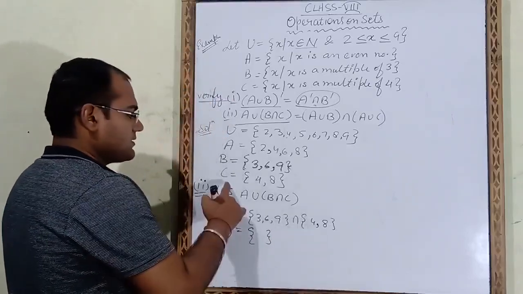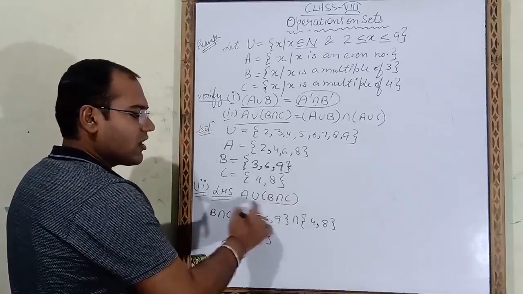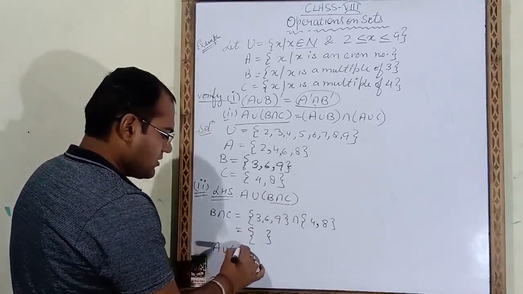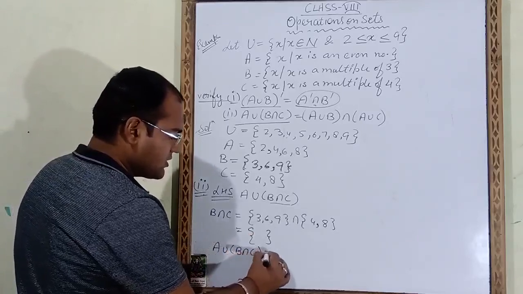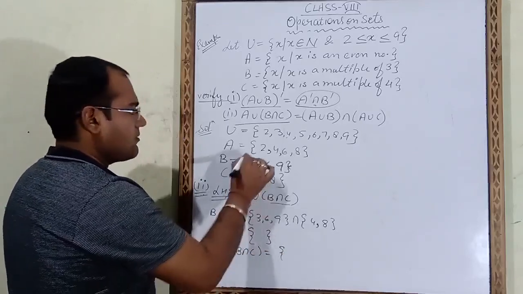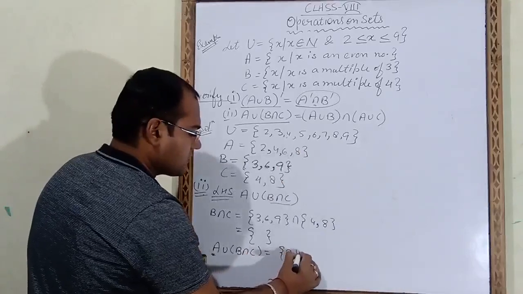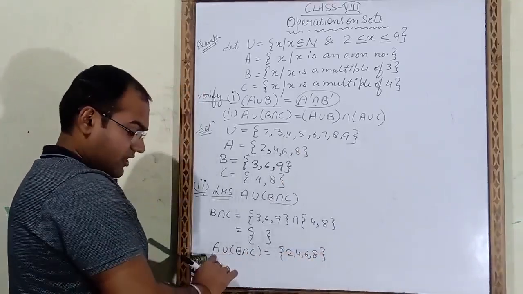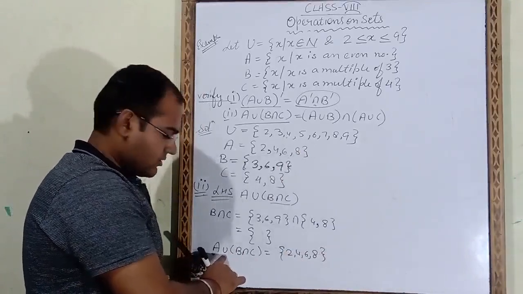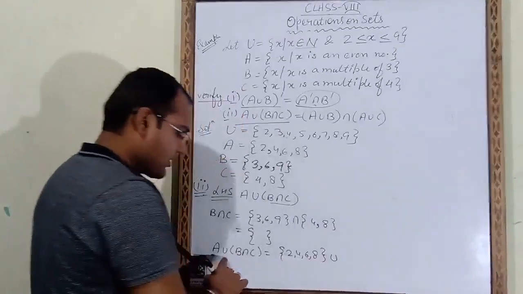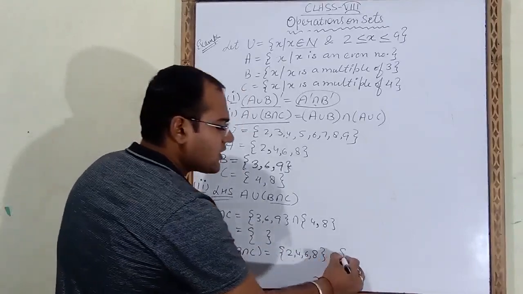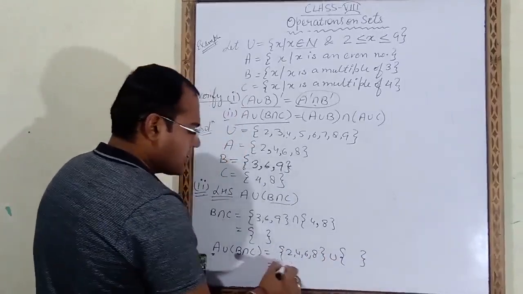Now this part is over. Now we will find A union B intersection C. What is the value of A? 2, 4, 6, 8. The union sign is coming after A. What sign is here? Union. After union, B intersection C, and the B intersection C answer is the empty set. So here also we will write empty set.